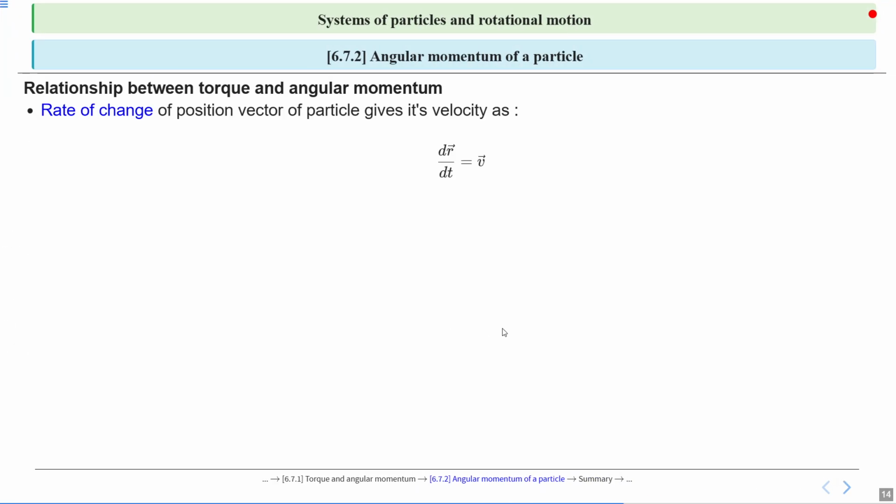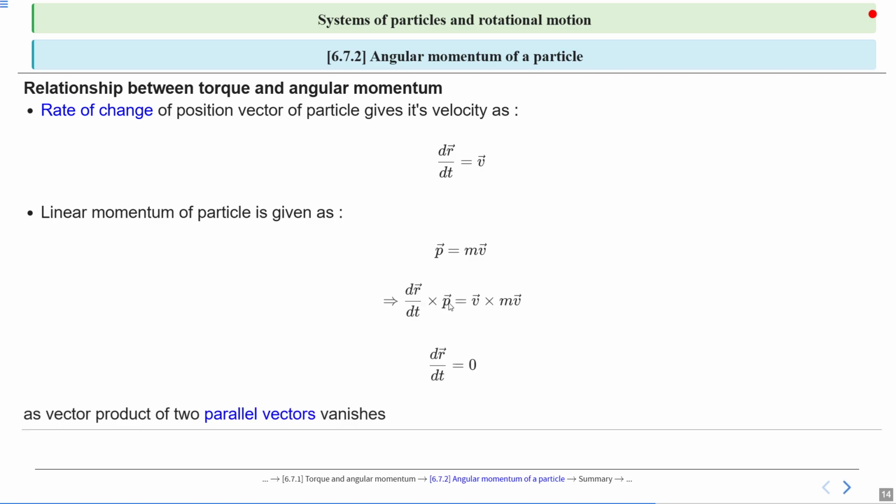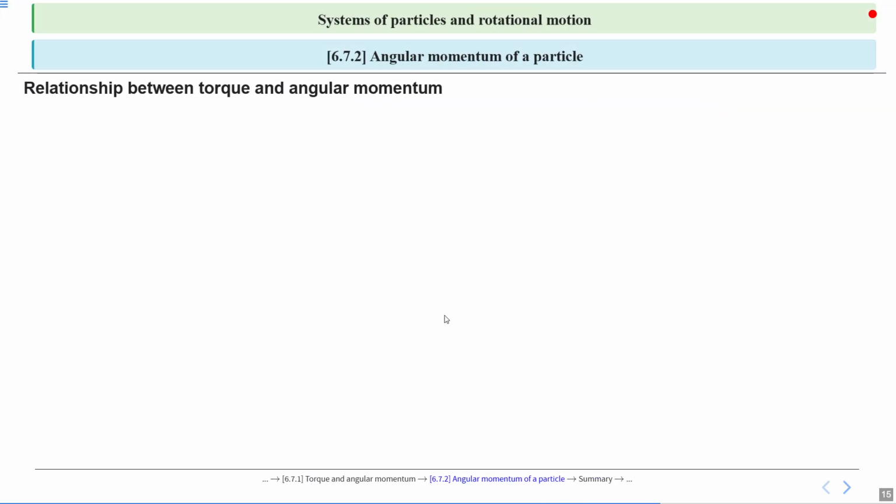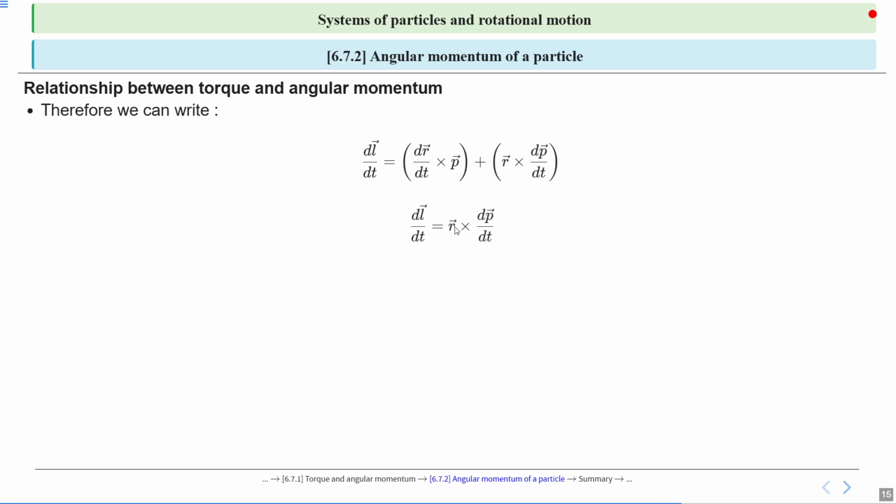Now we know the rate of change of the position vector of the particle gives its velocity, that is dr/dt = v. From the earlier lecture we know that the rate of change of position gives us velocity. The linear momentum of the particle is mass times velocity, so dr/dt × p is v × mv. Here the vector product of two parallel vectors vanishes. Therefore dL/dt = (dr/dt) × p + r × dp/dt reduces to dL/dt = r × dp/dt.